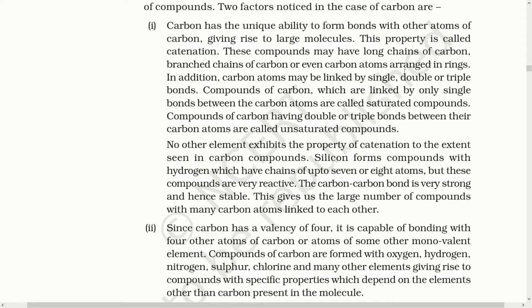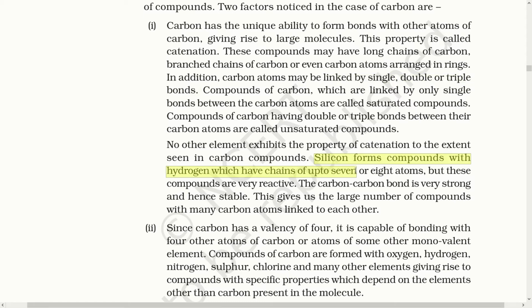It can be a long chain carbon, it can also be a branched chain carbon, or it can also form rings. Also, it has the carbon formation in single bond, double bond or even triple bond. Thus, the carbon can form compounds in various ways. Also, it can form saturated as well as unsaturated compounds. While carbon has the capacity to form this many types of compounds, no other element exhibits the property of catenation to the extent seen in carbon compounds.